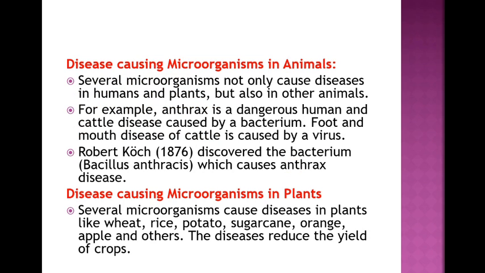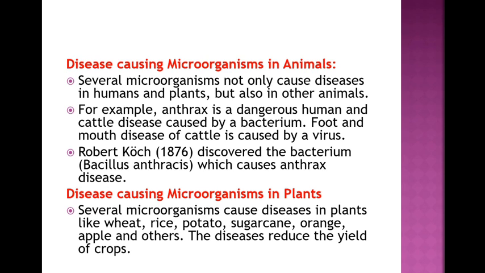So these are some of the diseases, causative organisms, modes of transmission and preventive measures. And then, disease causing microorganisms in animals. Several microorganisms not only affect humans but also affect plants and animals. First of all, just look at which microorganisms affect animals. For example, anthrax. Anthrax is a dangerous human and cattle disease. So anthrax is one of the dangerous diseases in humans and also cattle.